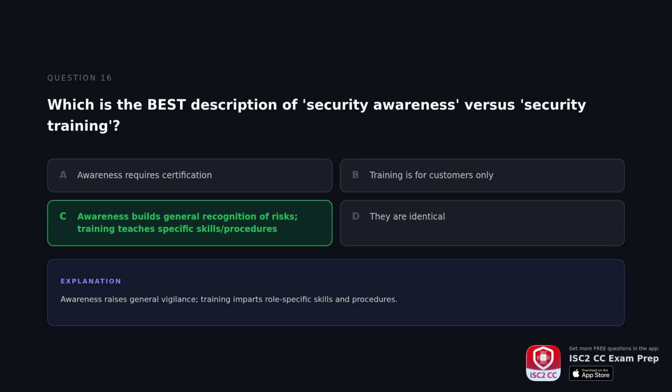The correct answer is awareness builds general recognition of risks. Training teaches specific skills and procedures. Awareness raises general vigilance. Training imparts role-specific skills and procedures.